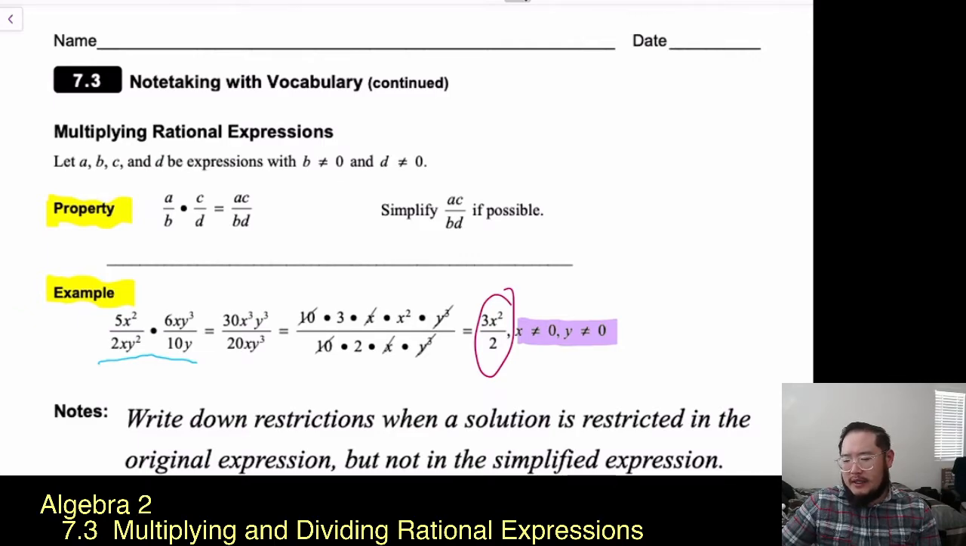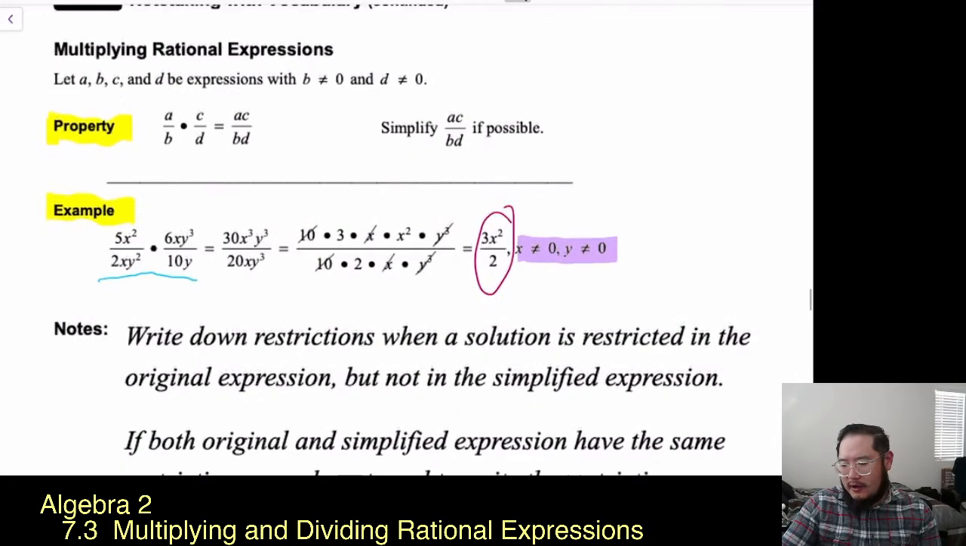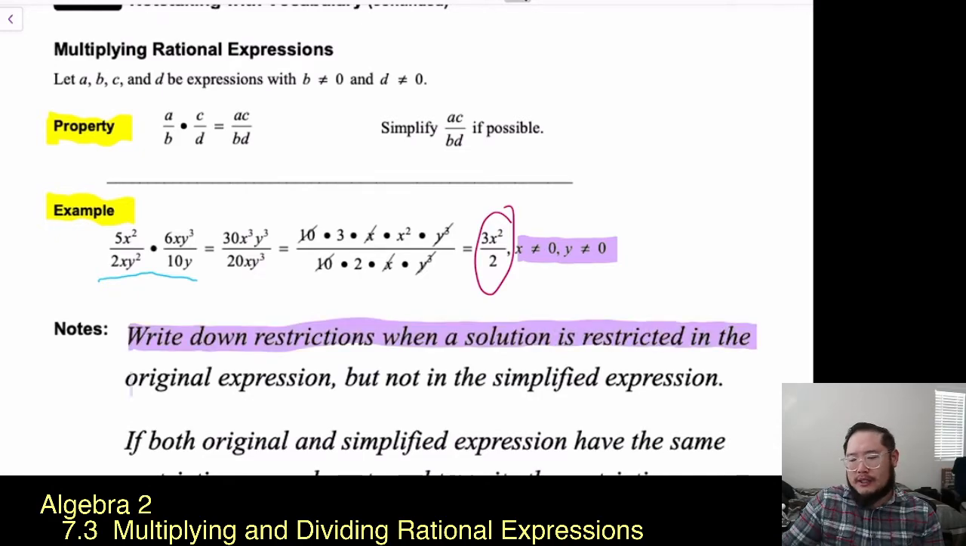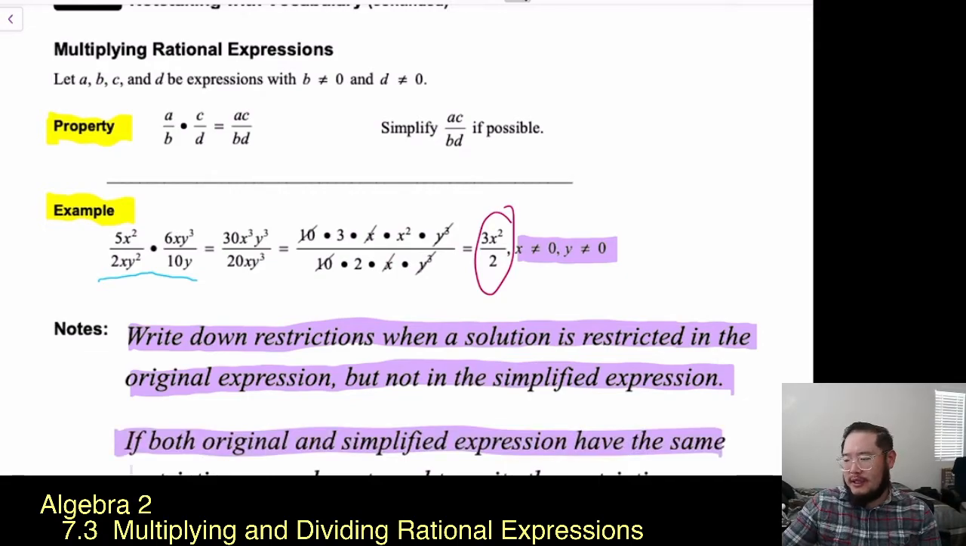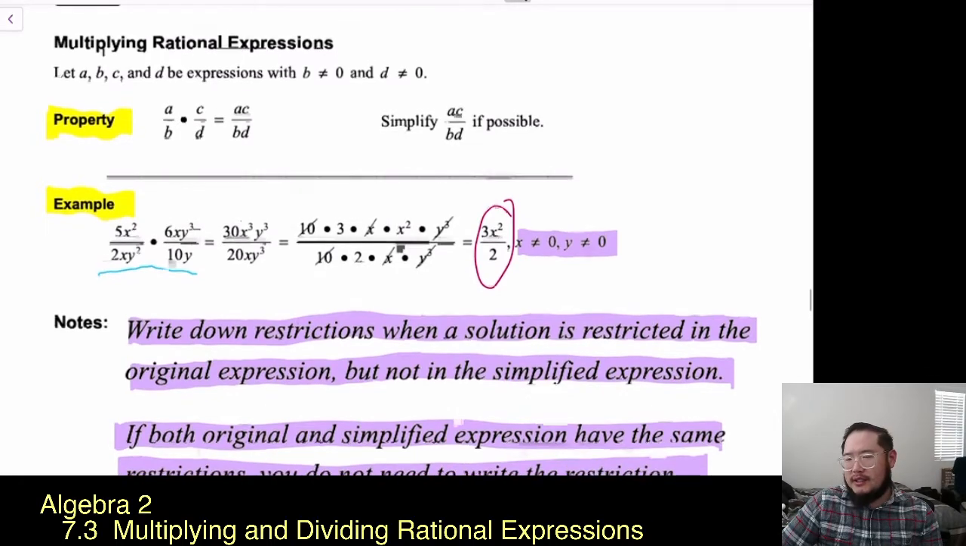Here's when you put these restrictions down. I have it already typed out: you write down restrictions when a solution is restricted in the original expression, but not in the simplified expression. If both original and simplified expressions have the same restriction, you do not need to write the restrictions down. This is absolutely key to being able to do well in this section.